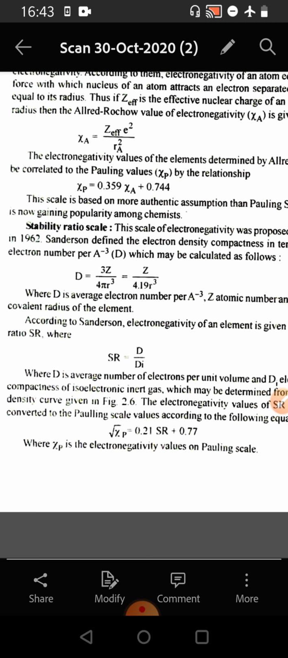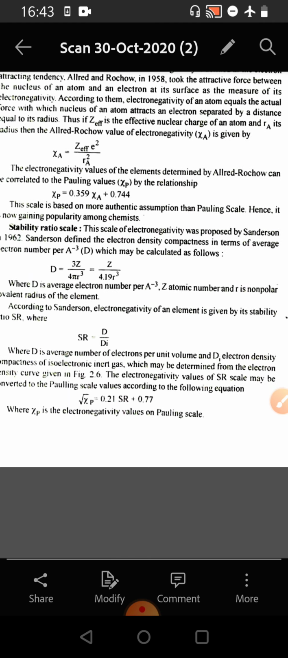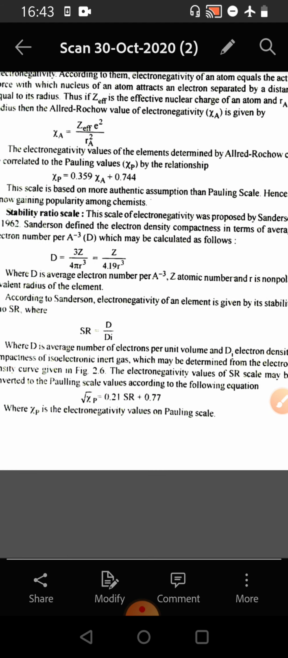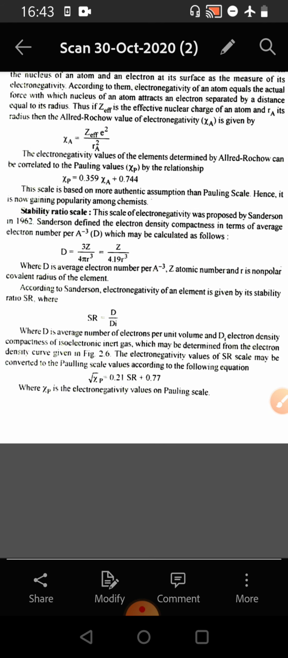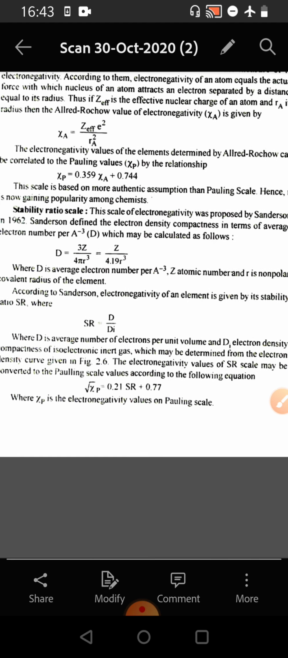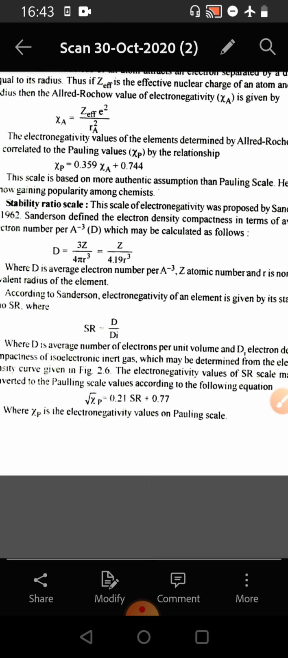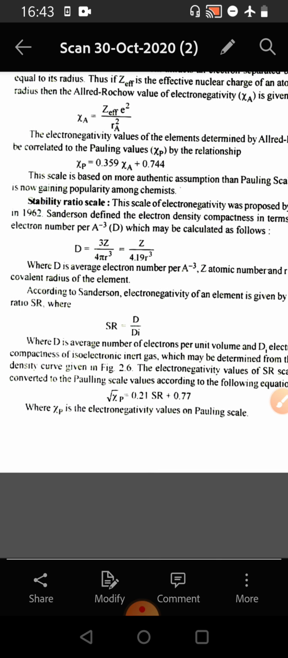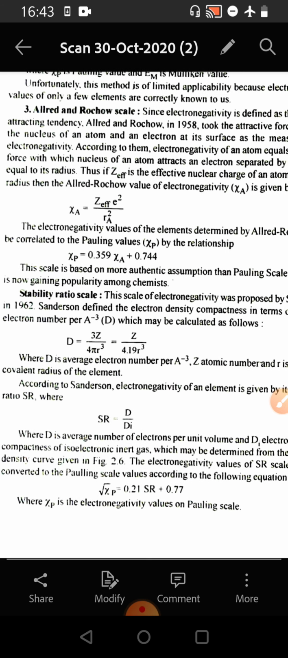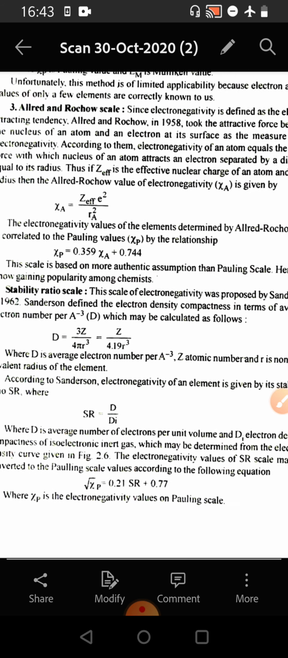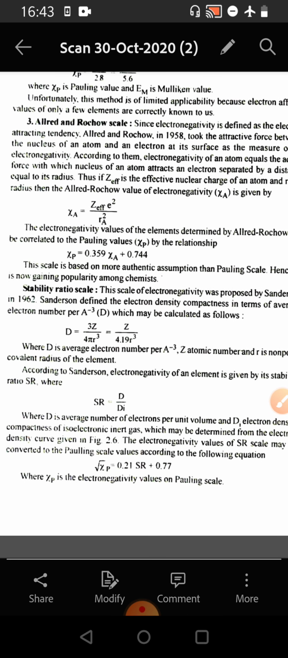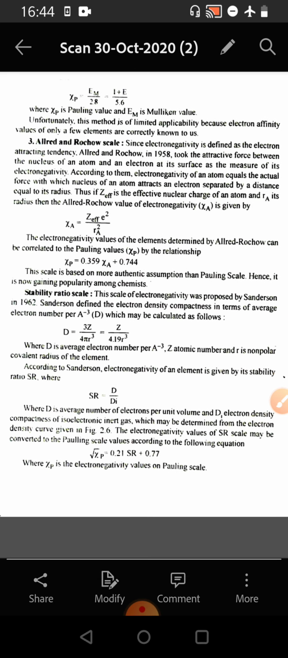Now we come to the stability ratio scale. This scale of electronegativity was proposed by Sanderson in 1962. Sanderson defined the electron density compactness in terms of average electron number per angstrom cube, D, which may be calculated as follows. D is equal to 3Z upon 4 pi r cube, which is equal to Z upon 4.19 r cube, where D is average electron number per angstrom cube, Z is the atomic number, and r is the non-polar covalent radius of the element.